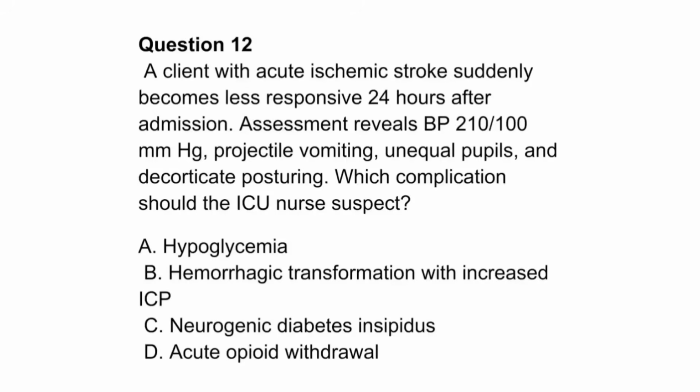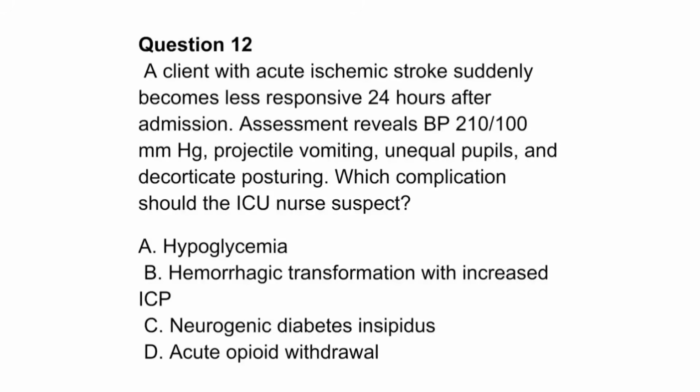Question 12. A client with acute ischemic stroke suddenly becomes less responsive 24 hours after admission. Assessment reveals BP 210/100 mmHg, projectile vomiting, unequal pupils, and decorticate posturing. Which complication should the ICU nurse suspect? A. Hypoglycemia. B. Hemorrhagic transformation with increased ICP. C. Neurogenic diabetes insipidus. D.